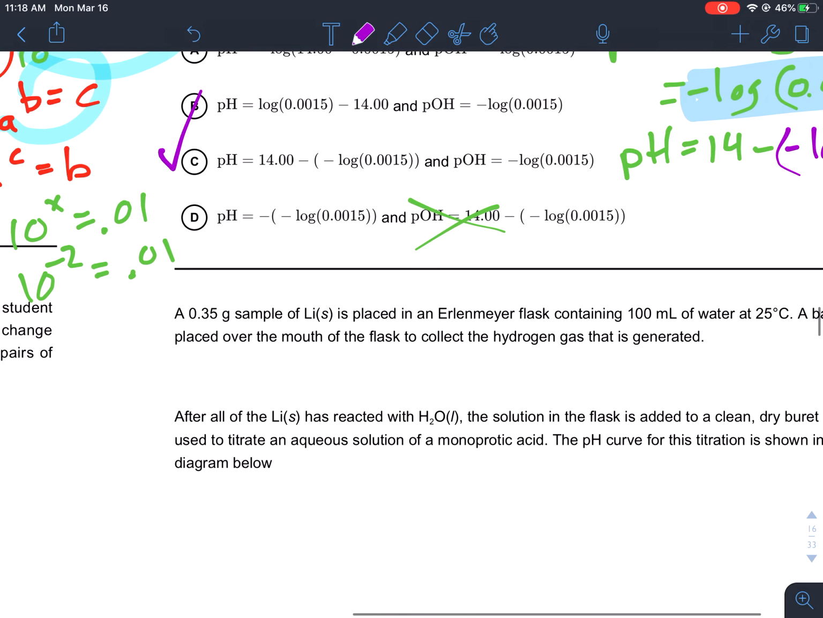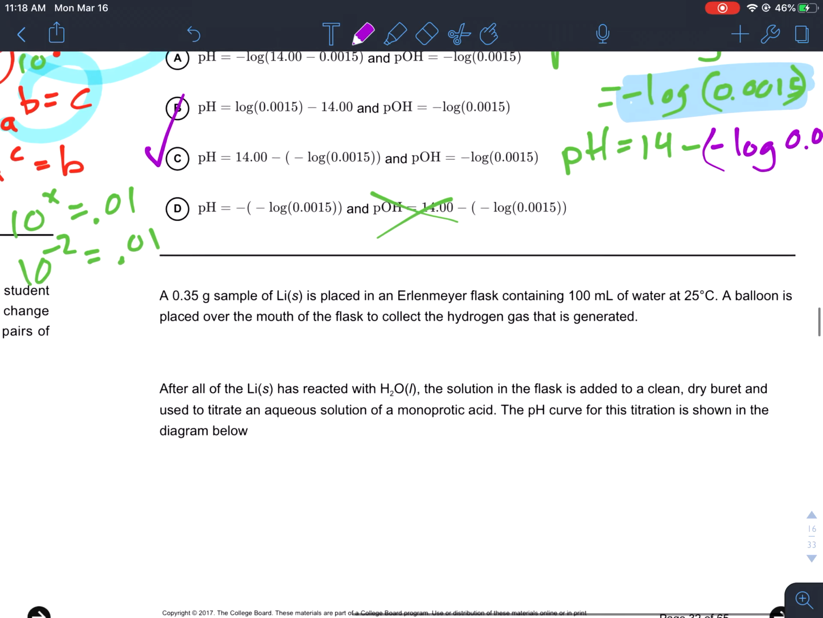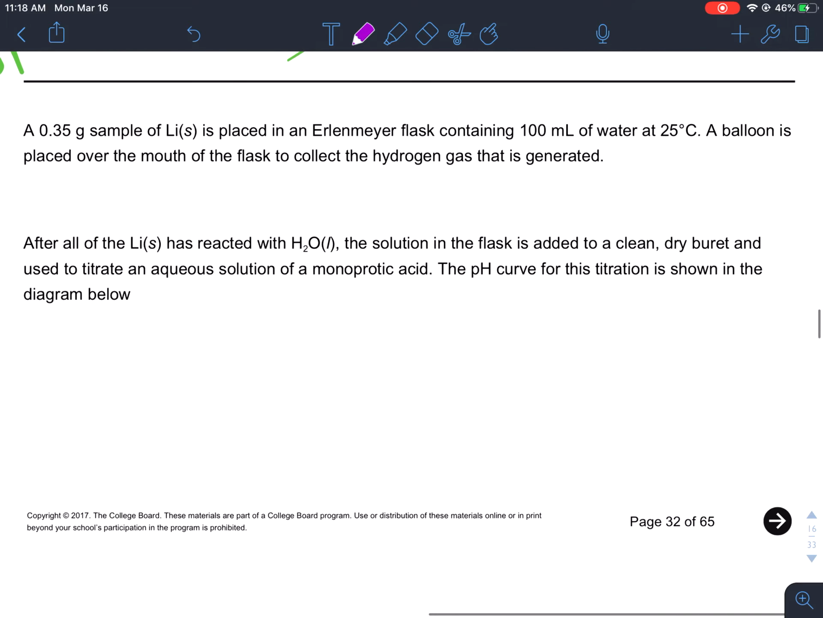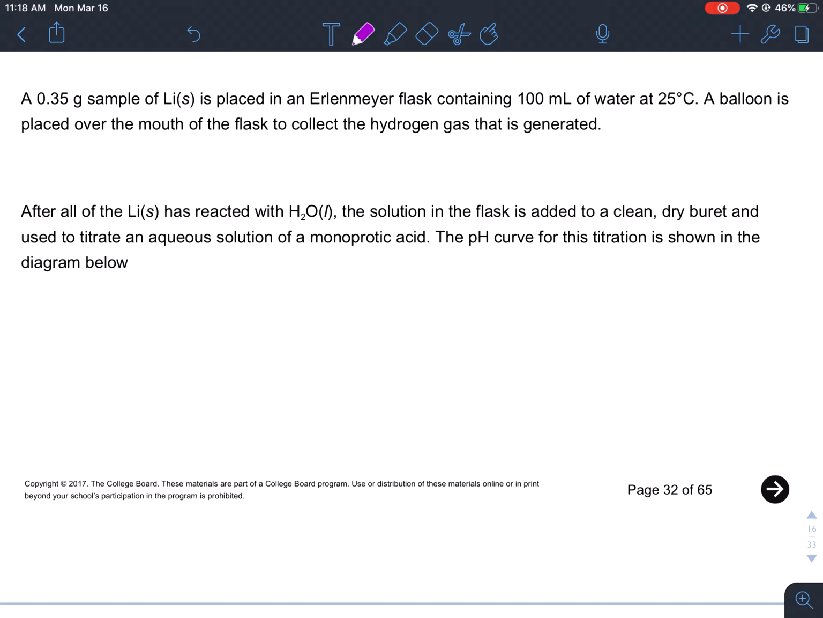Okay, that was question number 50. Oh wow, okay, this is a big thing to read. We're on 51. A 0.35 gram sample of Li is placed in an Erlenmeyer flask containing 100 milliliters of water at 25 degrees Celsius. A balloon is placed over the mouth of the flask to collect hydrogen gas that is generated. After all the Li has reacted with H2O, the solution in the flask is added to a clean, dry burette and used to titrate an aqueous solution of a monoprotic acid. The pH curve for this titration is shown in the diagram below.